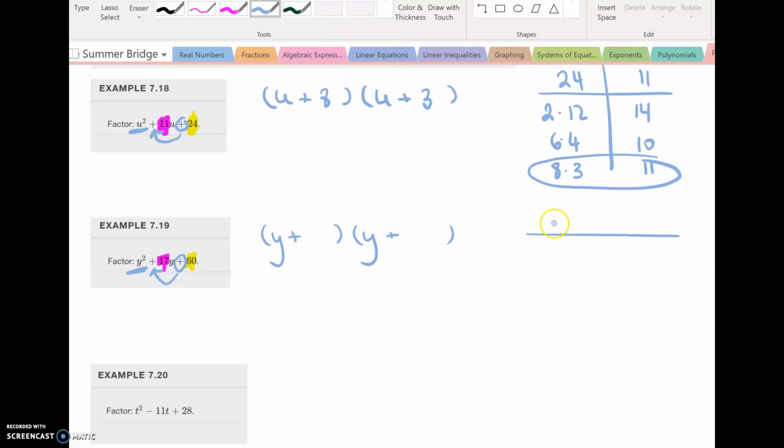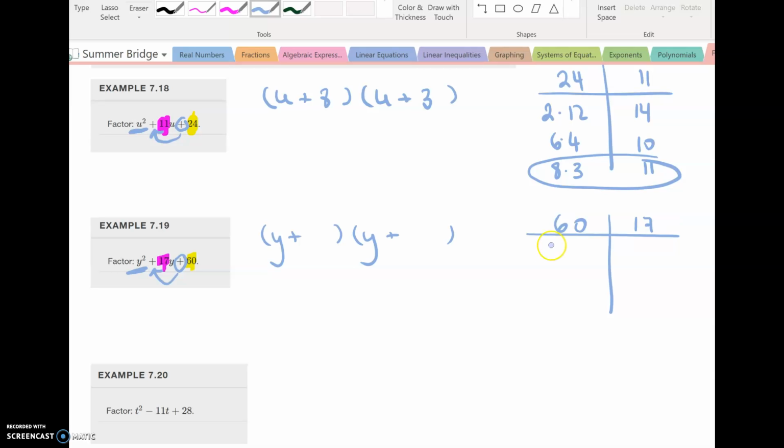So I have two things that multiply to give me 17, but add to give me 60. Okay, I'm sorry, I actually put these in the wrong spots here. It's 60. We need things that multiply to give you 60, but add to give you 17. Okay, there we go.